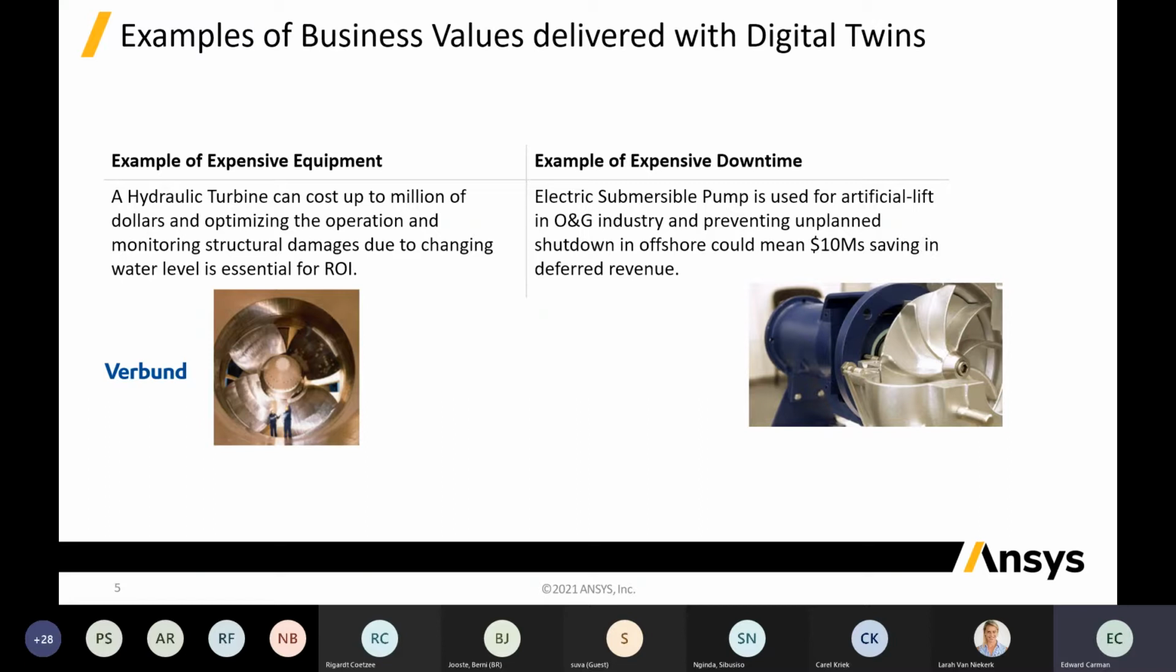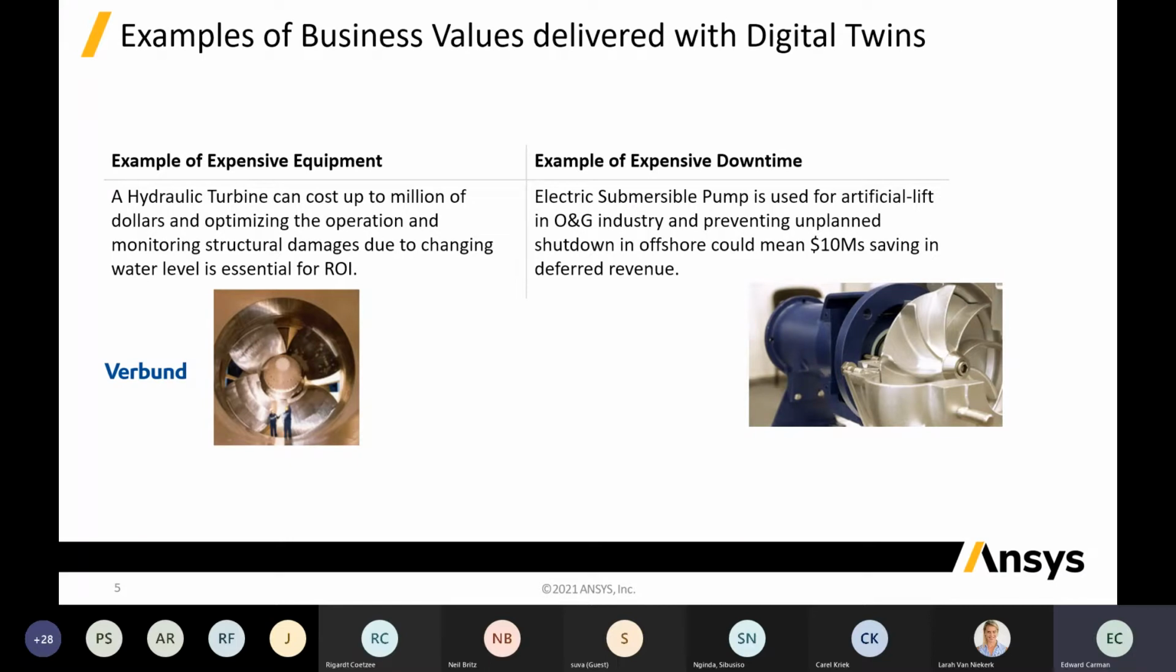We can also look at cases where the asset itself might be relatively inexpensive, but it's part of a much larger and expensive process. So the asset might be cheap, but if it stops working, you are slowing down or stopping a valuable process. Examples of this might be uplift pumps used within the oil and gas industry, pumping product from the sea floor, or for example, pumping something out of a mine.